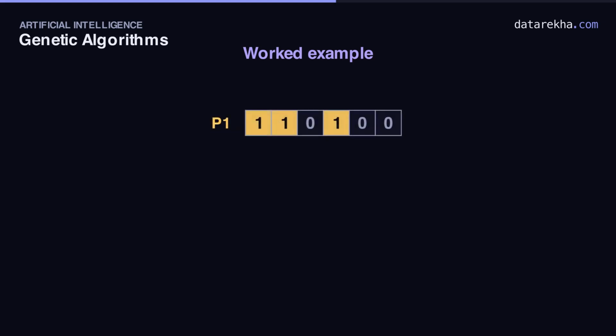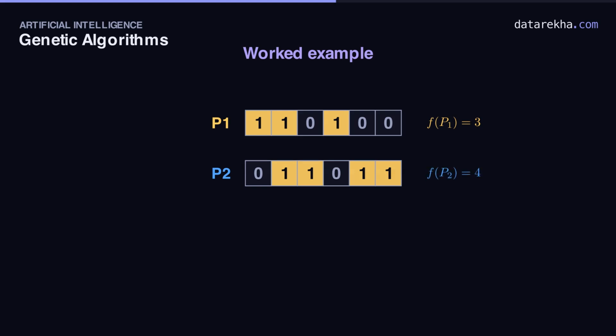Let's do one more crossover cleanly, start to finish, computing every fitness by hand. Two parents, 6 bits each. Parent 1, 110100. Parent 2, 011011. Their fitnesses first. Count the ones. Parent 1 has 3 ones. Parent 2 has 4. Now cut both after the third bit and swap the tails.